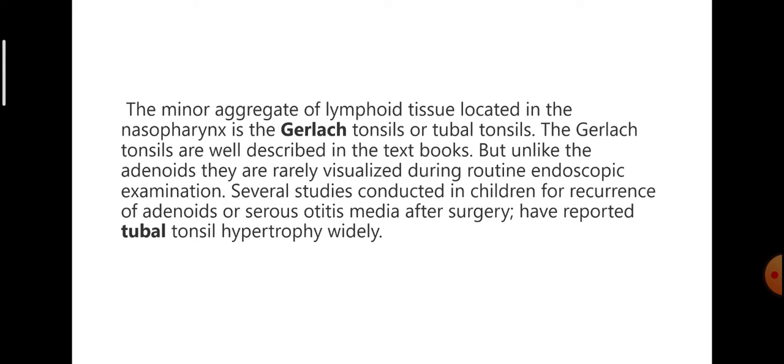Now, the minor aggregate, not the major one, which is the adenoids, of lymphoid tissue located in the nasopharynx is called the Gerlach's tonsil, also called the tubal tonsil. The Gerlach's tonsil is well described in textbooks, but unlike adenoids, it is rarely visualized during routine endoscopy. Several studies conducted in children for recurrence of adenoids or serous otitis media after surgery have widely reported tubal tonsil hypertrophy.